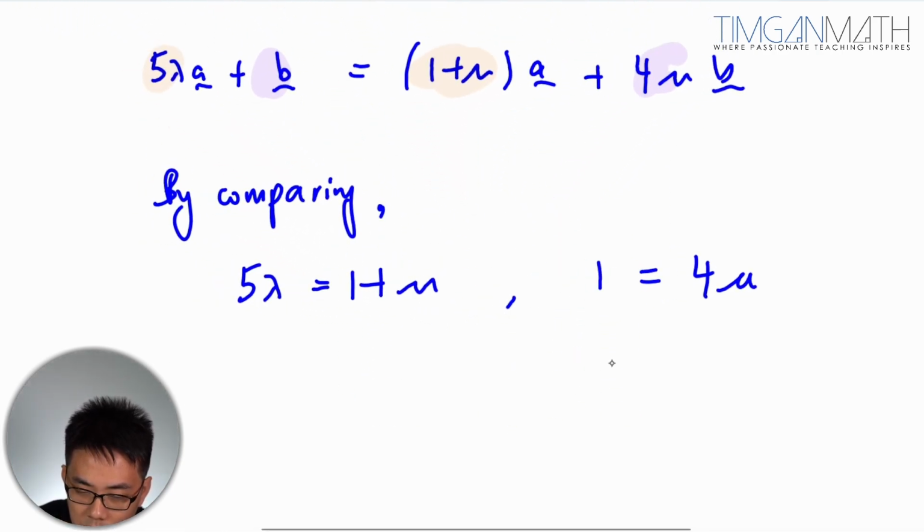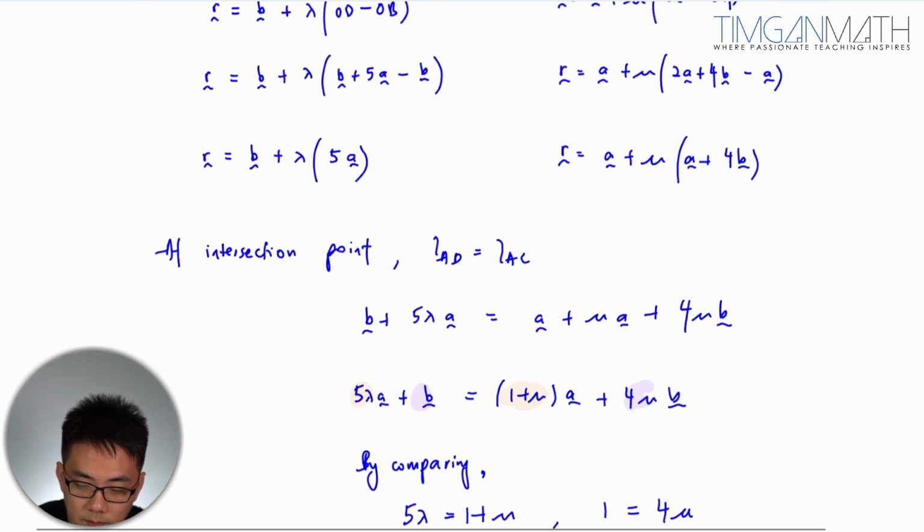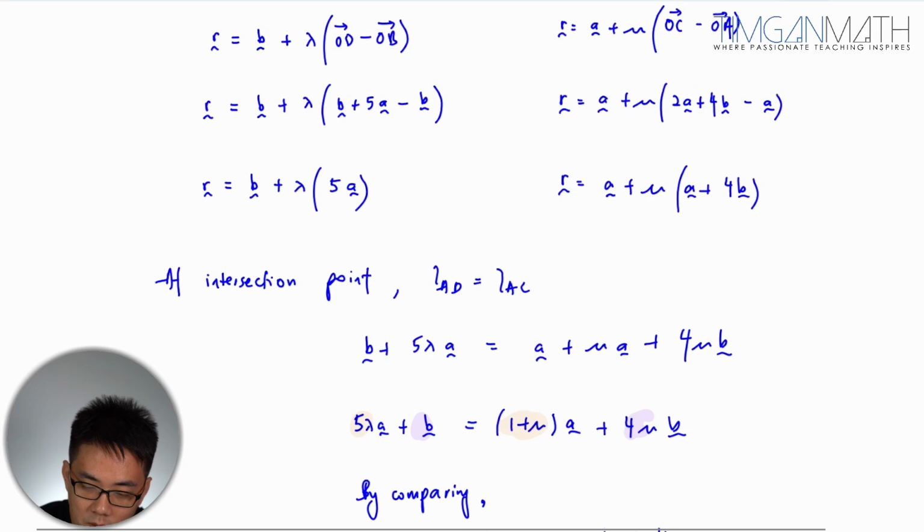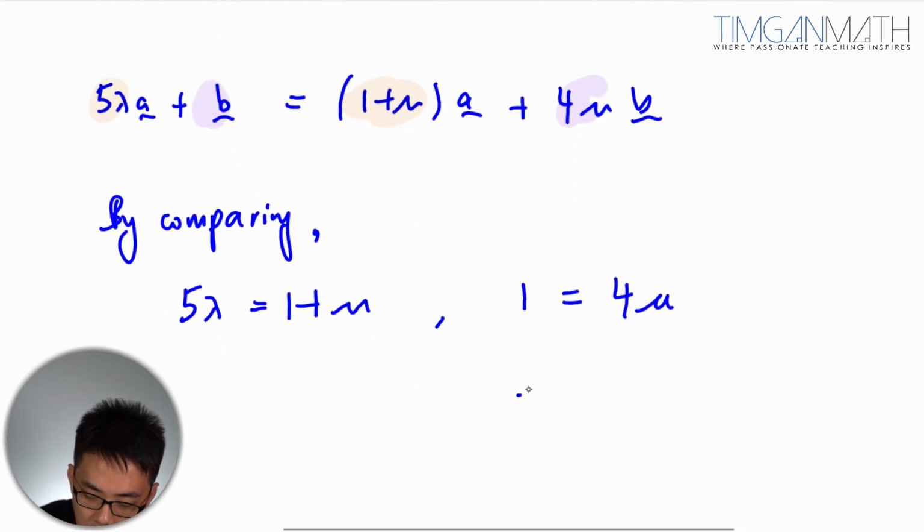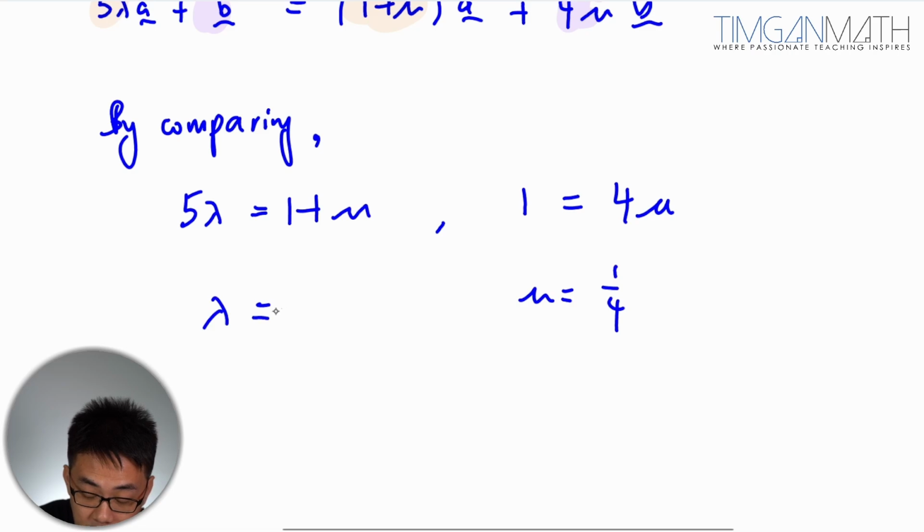So mu is equal to 1/4. And lambda on the other hand, you sub this in as 1 plus 1/4, that will be 5/4. So lambda is 1/4.